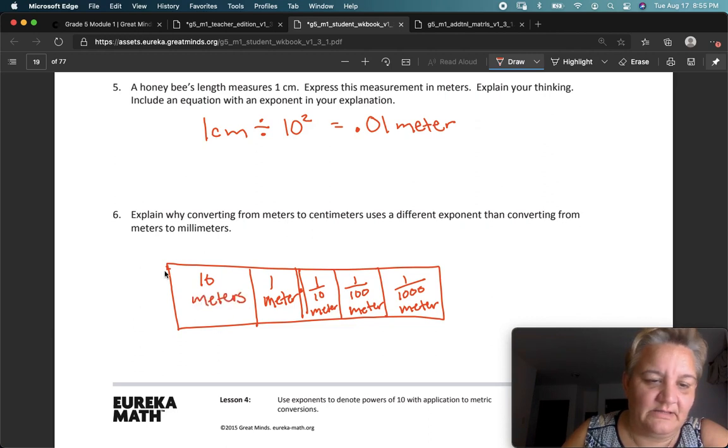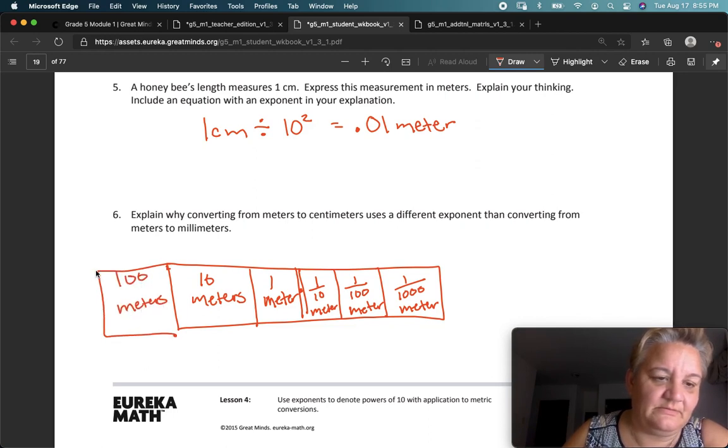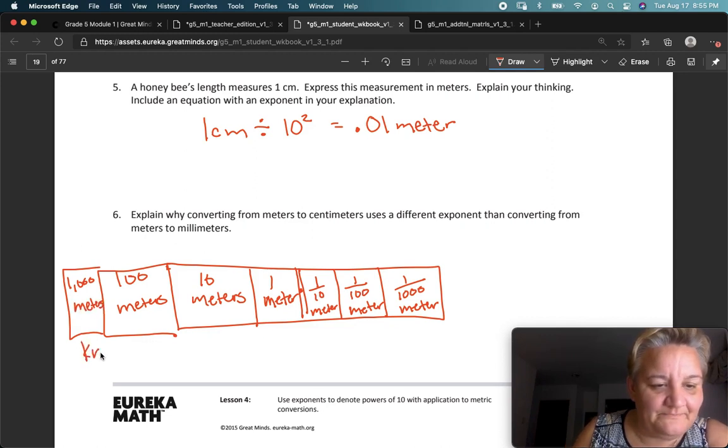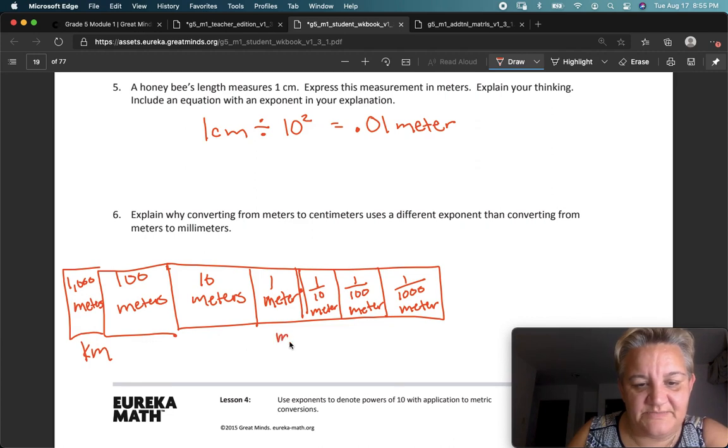And I could keep going. 100 meters. And 1,000 meters. What did we call that? We call that a kilometer, right? So 1,000 meters is a kilometer. 1 meter is just a meter. 1/100th of a meter is a centimeter. And 1/1000th of a meter is a millimeter.